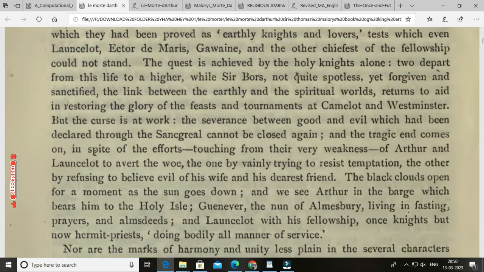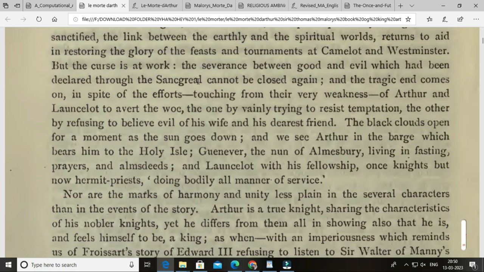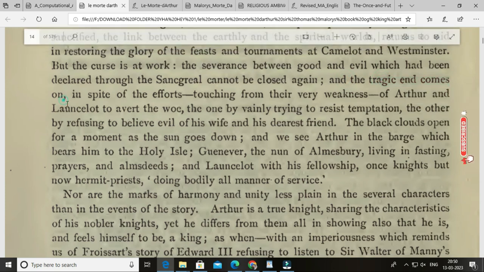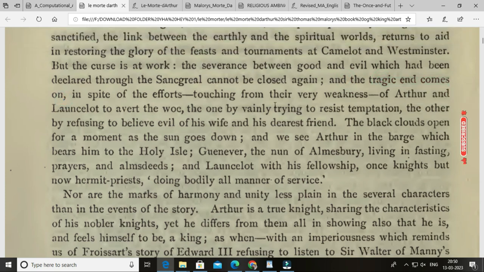The severance between God and evil, which had been declared through the Sangreal, cannot be closed again. And tragic ends come, in spite of efforts to avert the woe, touching in their very weakness, by Arthur and Lancelot: the one by vainly trying to resist temptation, the other by refusing to believe evil of his wife and his dearest friend.